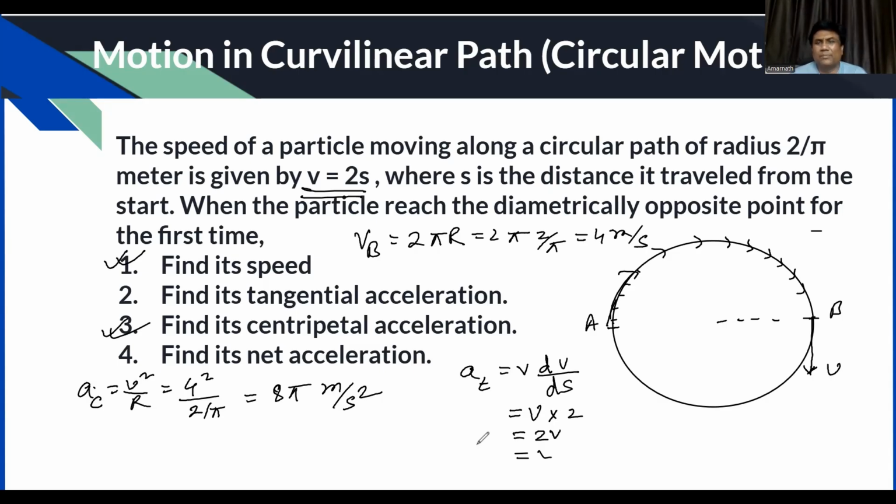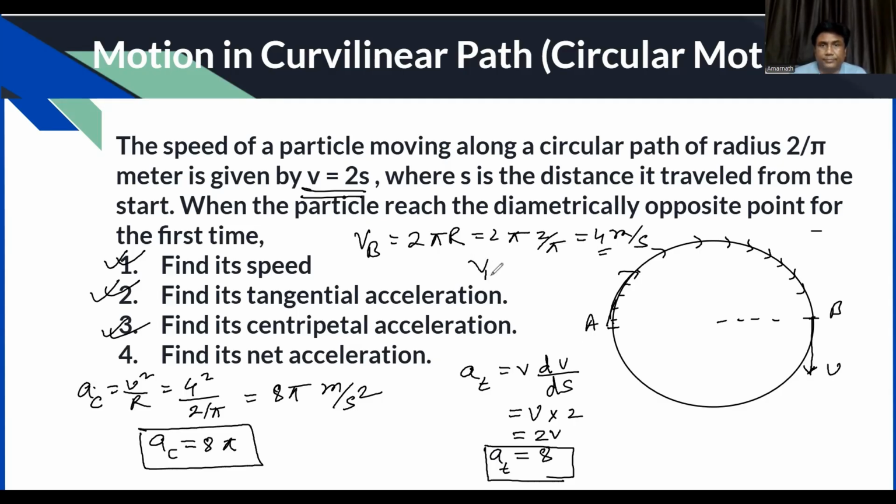So it will be okay. We know the value also. The tangential acceleration will be 8 only. Okay, directly we can say 2 into v. V is 4 there, no? It will be 8. Tangential acceleration will be 8. Tangential acceleration, I got it. Centripetal acceleration, I got. Speed, I got. What is left? It's the net acceleration.